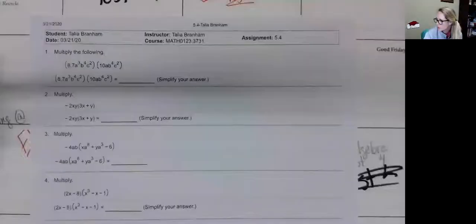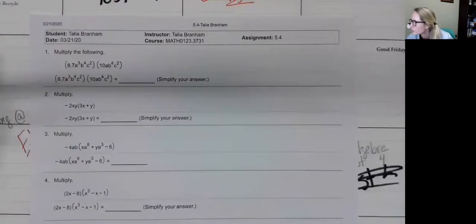Okay, intermediate algebra, section 5.4. We're going to be multiplying polynomials.